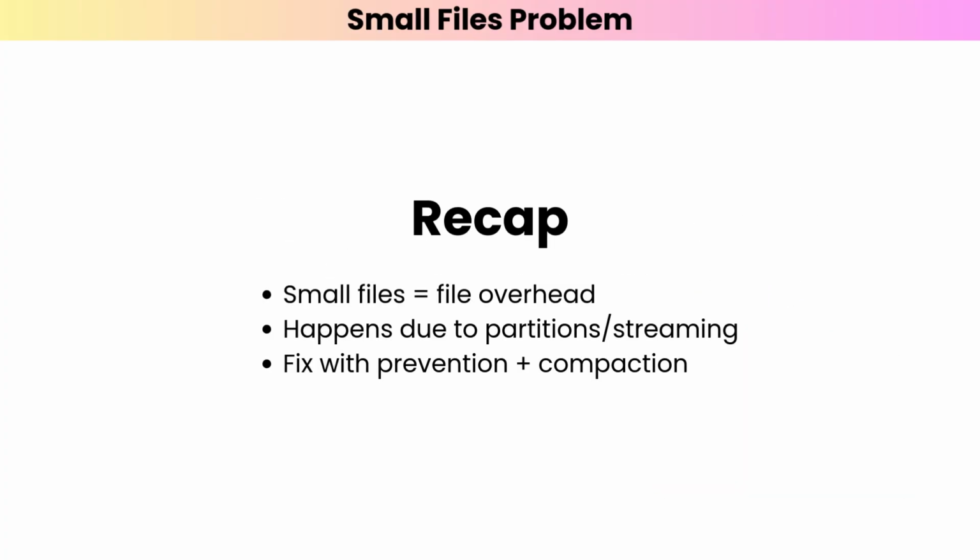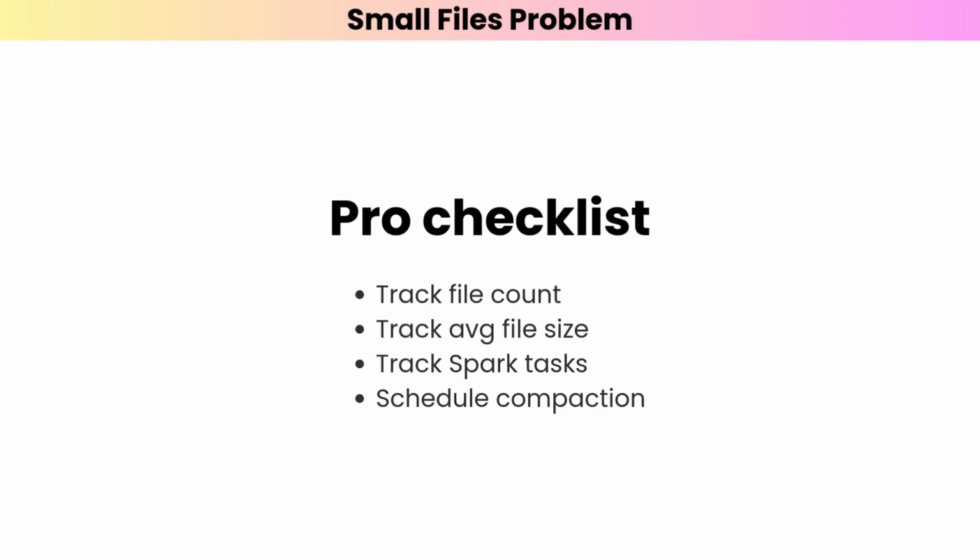Quick mistakes to avoid. 1. Don't compact too aggressively during peak hours. 2. Don't choose crazy huge files if your queries are selective. Balance matters. 3. Don't partition by high cardinality columns. And number 4. Don't run compaction without monitoring. Measure before and after.